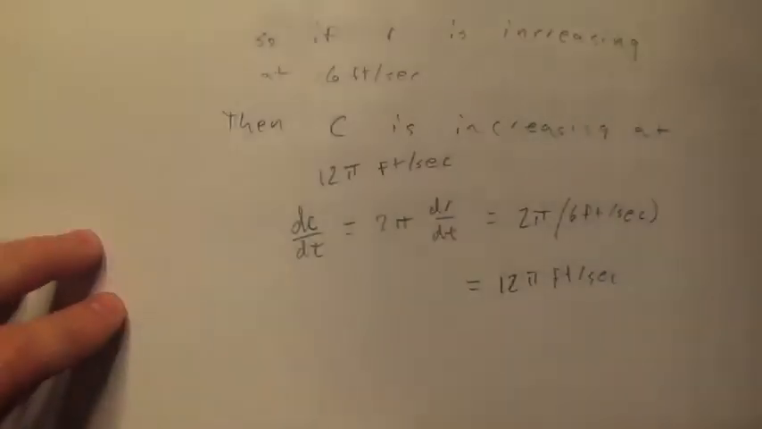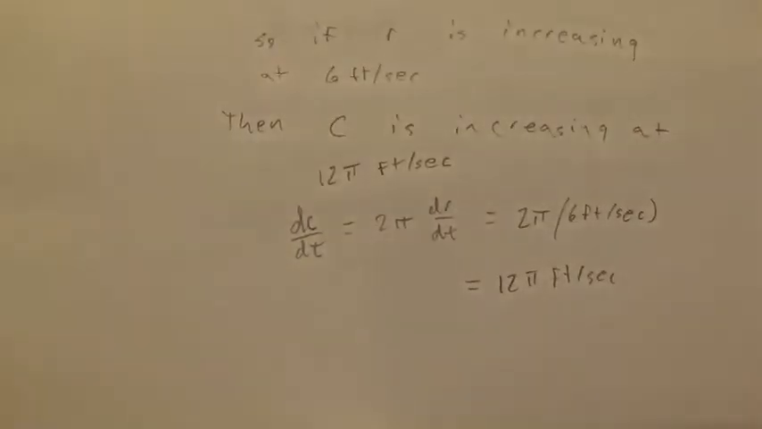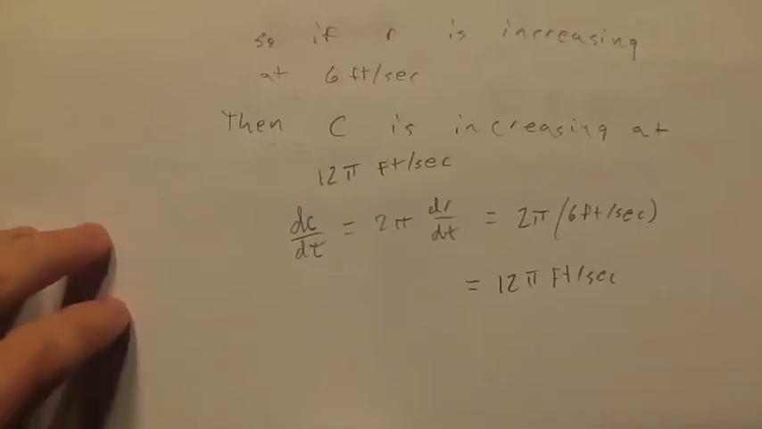Now, it kind of makes sense, I think, because if you think about what the circumference is, it's always just 2 pi times the radius. So if the radius increases by 6 feet, then the circumference will increase by 2 pi times that 6 feet. So it makes sense that their rates are related in this sense.